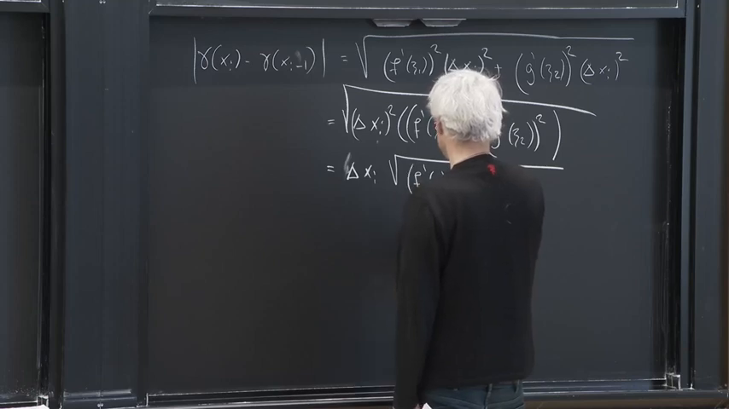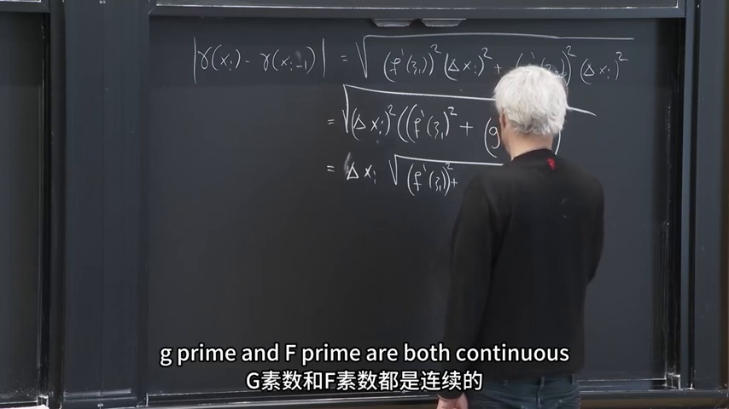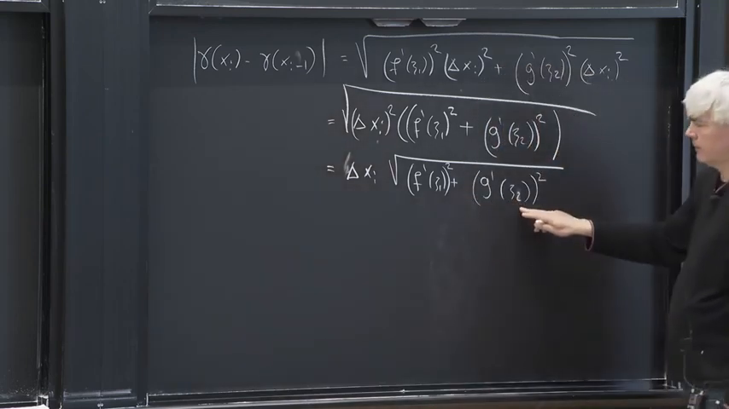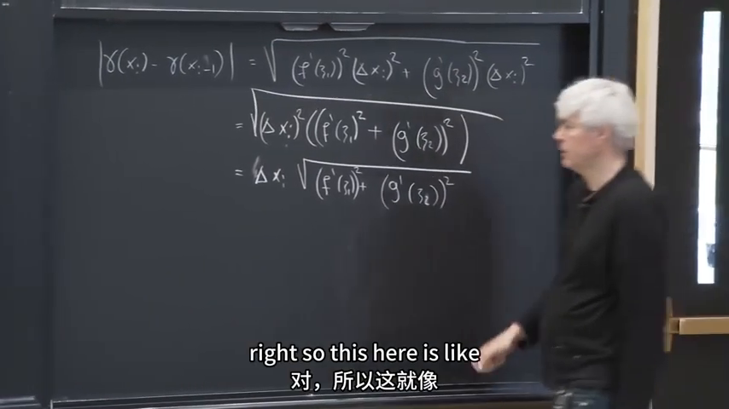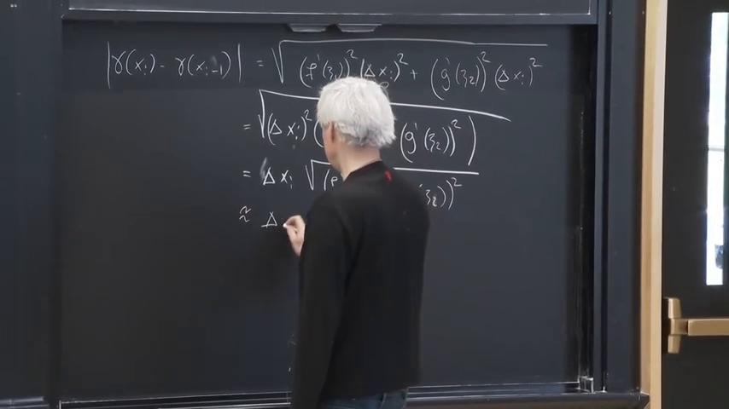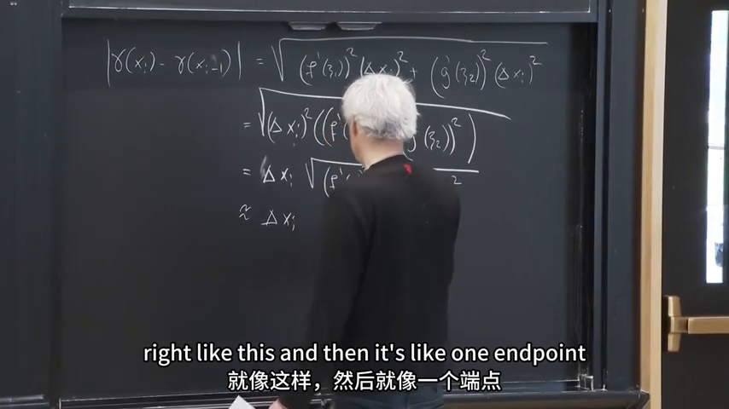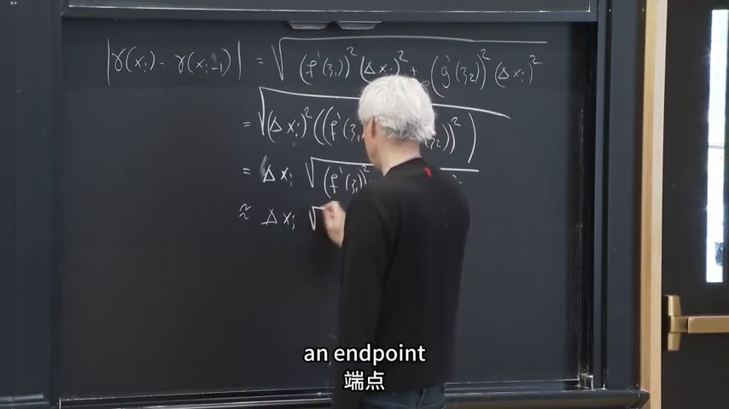And now the functions g prime and f prime are both continuous. So this thing here is roughly what it is at one of the endpoints. So this is roughly equal to the value at an endpoint.